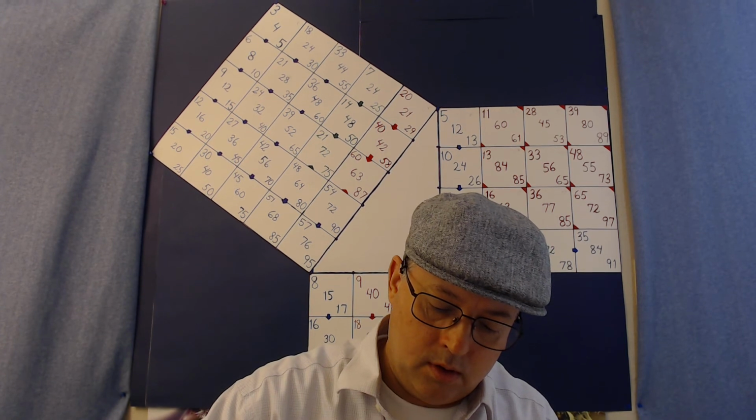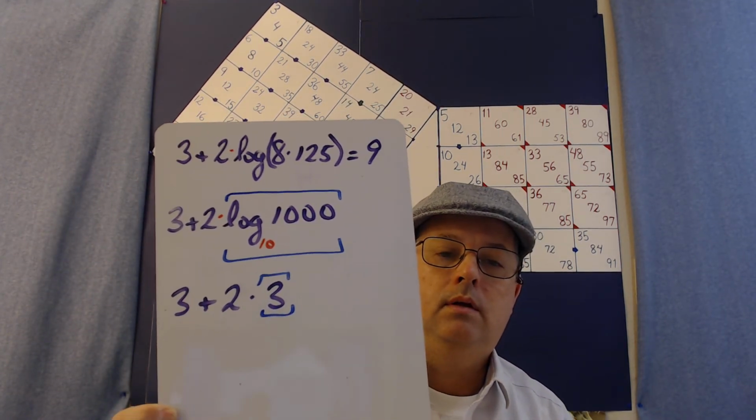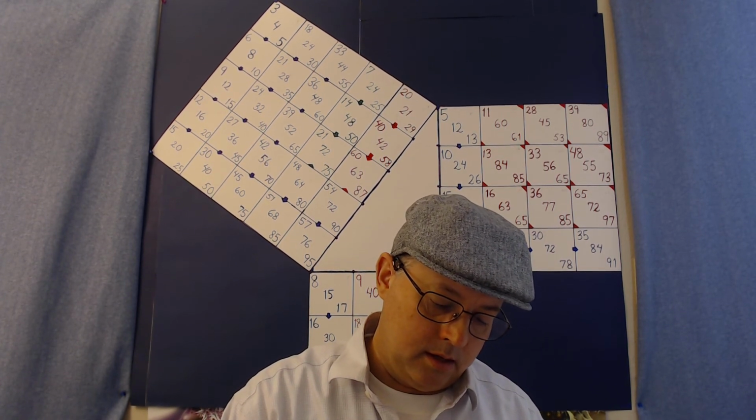So now we have 3 plus 2 times 3. And so what power of 10 is 1,000? It's the third power of 10 is 1,000. And so now continuing our order of operations, we're going to do 2 times 3. And that's 6. And then 6 plus 3 is 9. And it works.